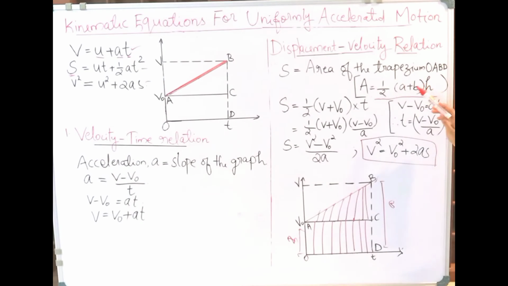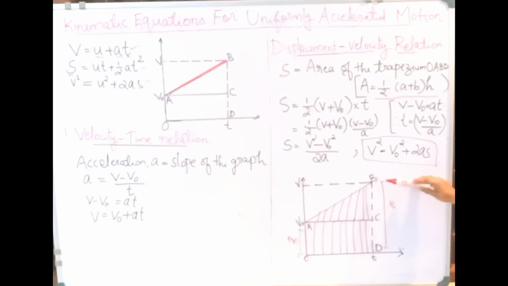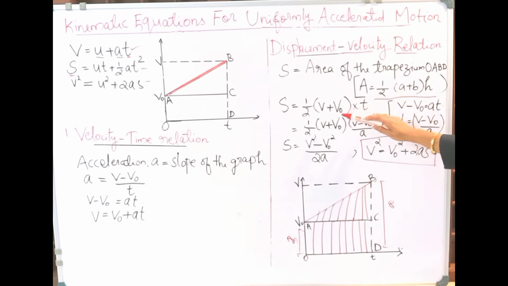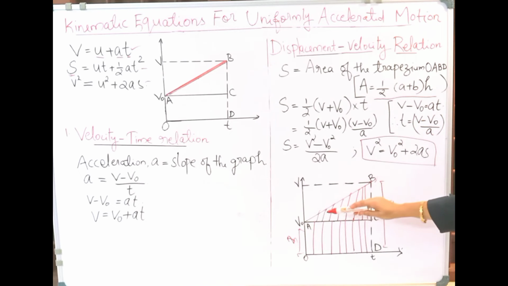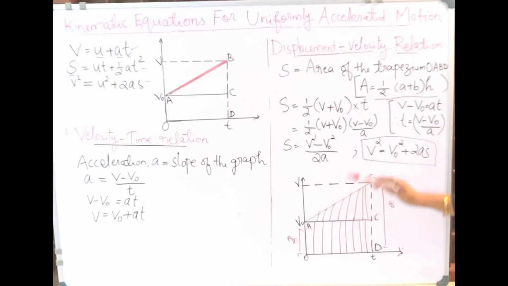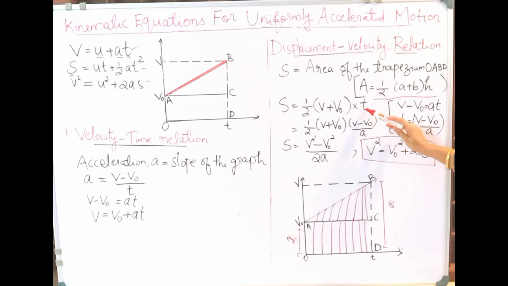So how will we find half into a plus b? What is a here? A we are taking as BD, right? So here a is v, this distance BD is v, so that v we can write. Then what about b? That distance is v0, isn't it? So v plus v0 into h. H is the height here. So this OD is taken as h. So what will it be here? T. So, into T. That means half into (v plus v0) into T.